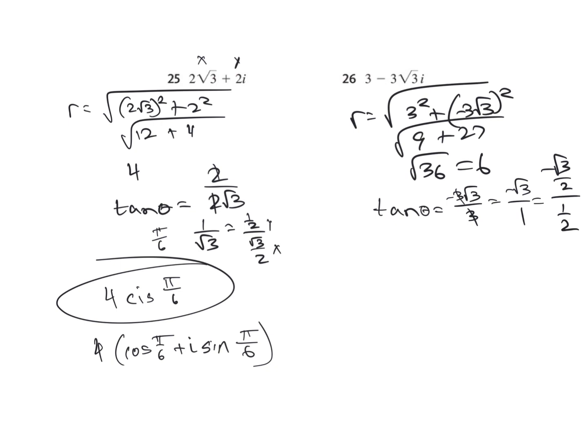Now, where are we? X is positive and y is negative, so we're in the fourth quadrant. Y is the long leg. X is the short leg. Okay, so we are at a 60-degree reference here, which is 5 pi over 3. So what's our answer? R is 6, cis 5 pi over 3.